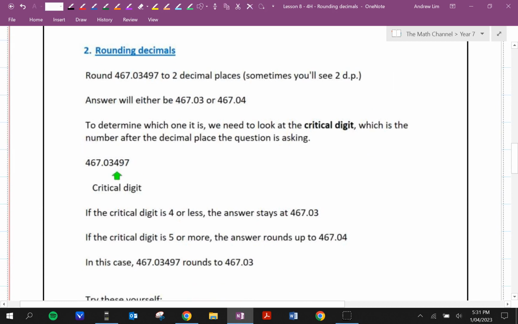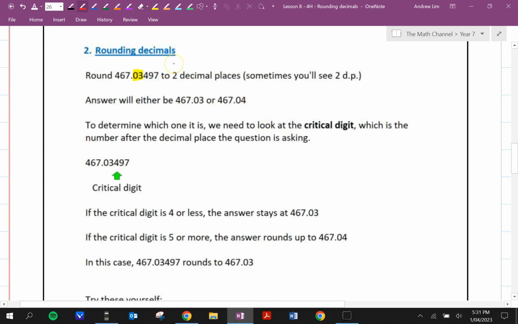Alright, so let's have a look at the next part of this lesson, which is rounding decimals. So a question like this could be round 467.03497 to two decimal places. Sometimes you'll see 2DP, that just means two decimal places. So we need to write an answer that's either 467.03 or 04, because that's two decimal places. We only want two numbers to the right of the decimal point. So the question is, which one is it? Is it 03 or is it 04?